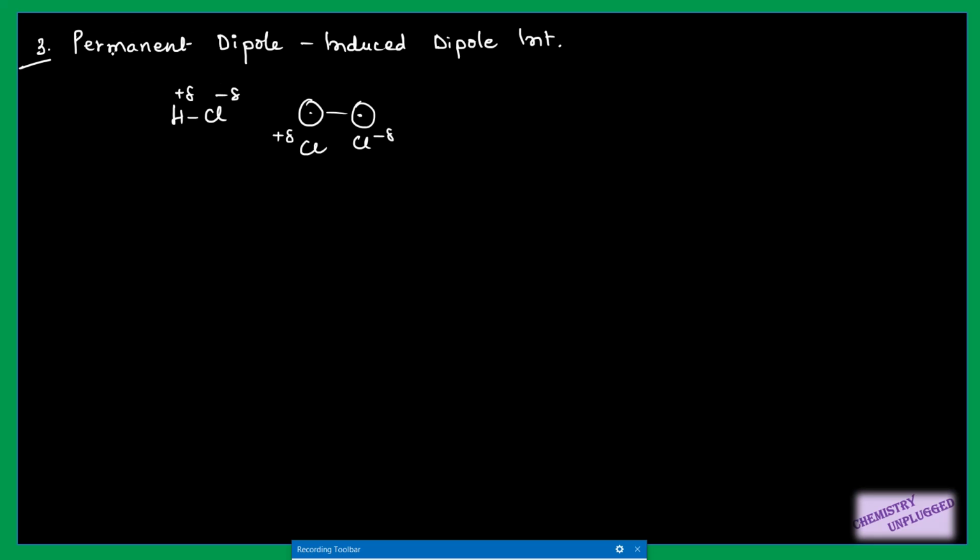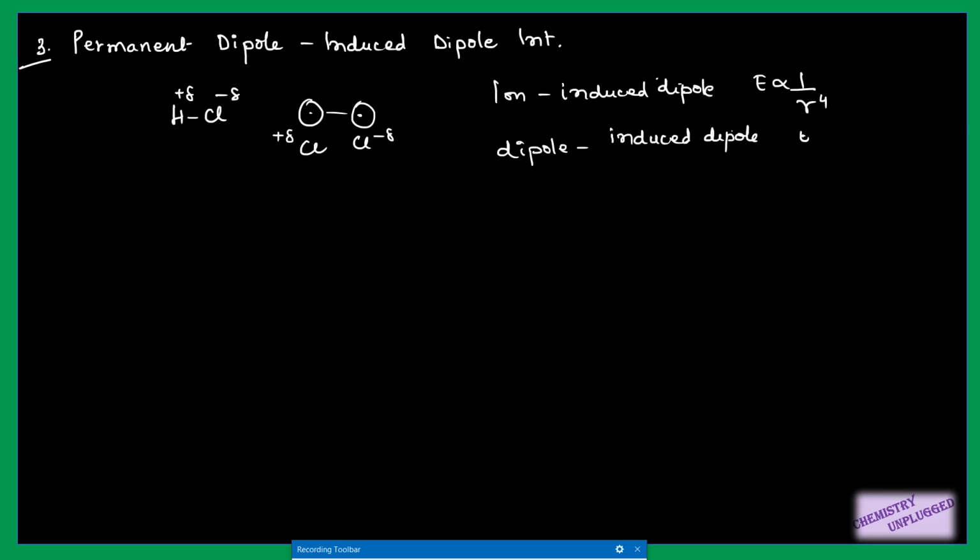So you can have a permanent dipole and dipole characteristics will be induced in a dipole, or you can have ion and induced dipole interaction, then energy will be inversely proportional to r to the power 4. And when you have permanent dipole and induced dipole interaction, then energy will be inversely proportional to r to the power 6. So this should be very clear. Questions can come on this type of thing, so please be clear about them.